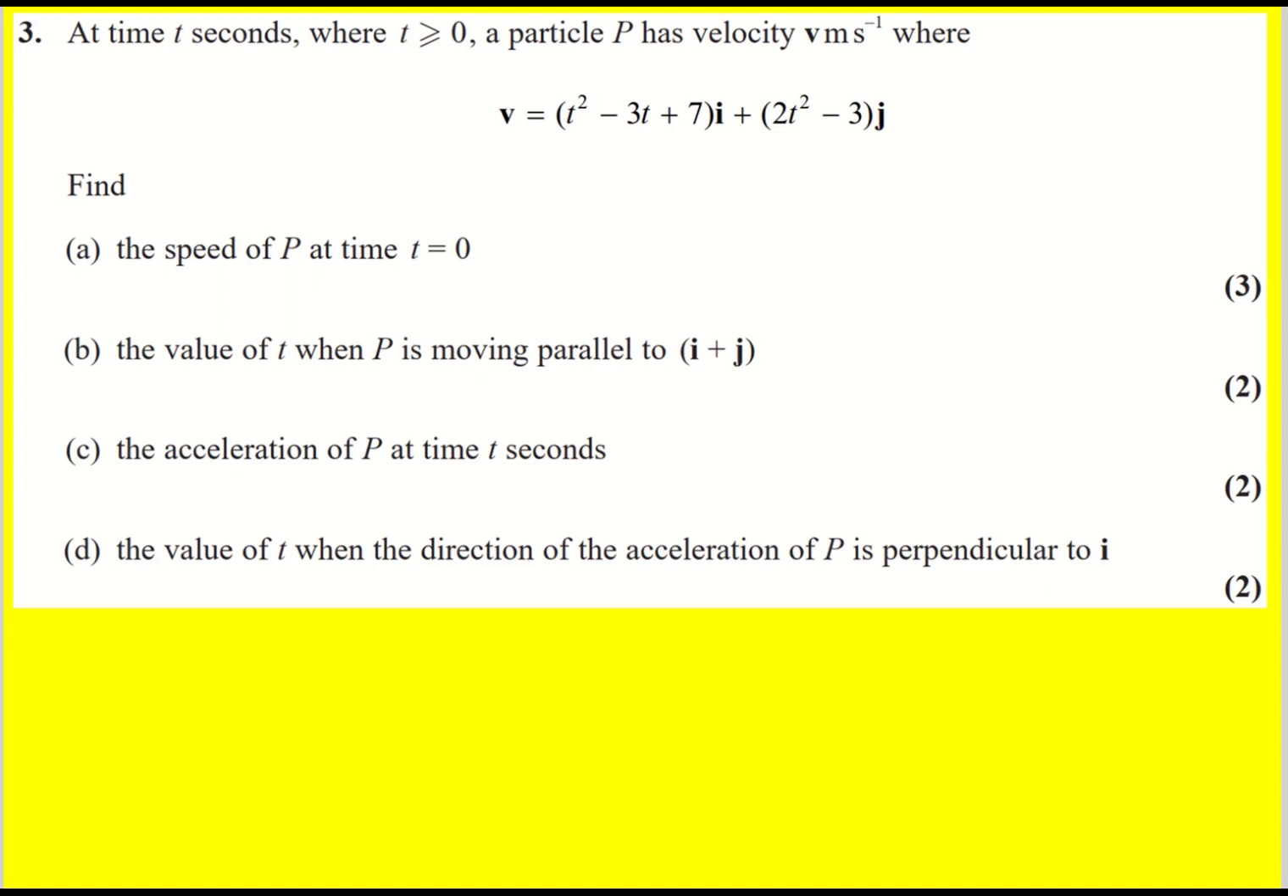At time t seconds, a particle has this velocity. It's moving in two dimensions. It's got an i component and a j component. We don't know whether it's on a flat table or what directions i and j are going in, but it doesn't matter. The key thing is that this is variable acceleration, because v is not just dependent on time. It's actually dependent on t squared, which means acceleration will be dependent on time.